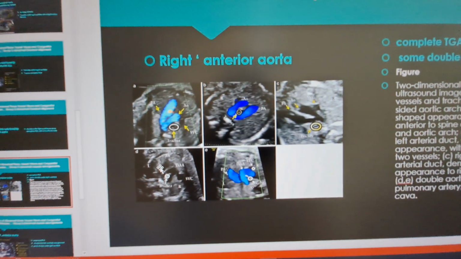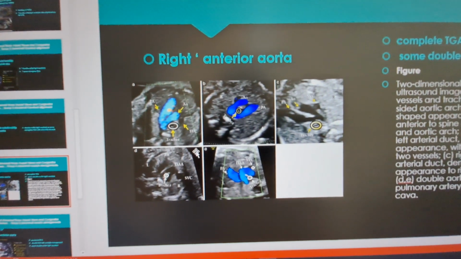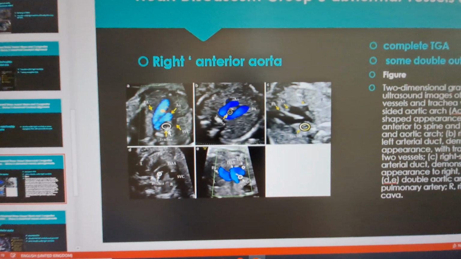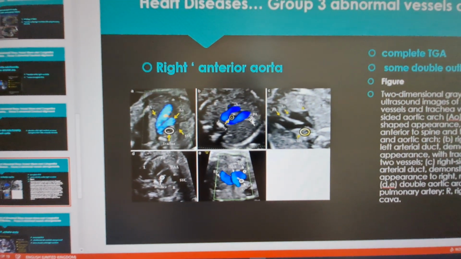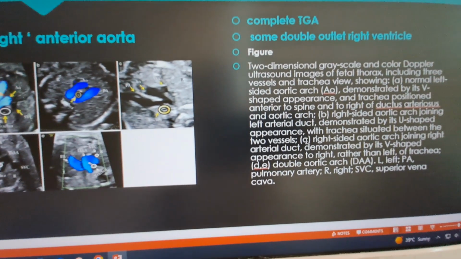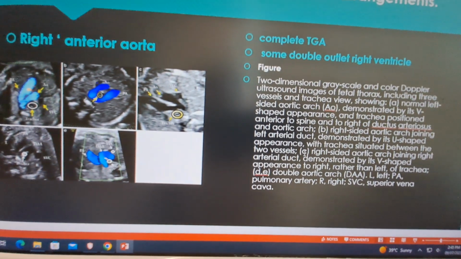abnormal ductus arteriosus and aortic arch relationship. So you can easily diagnose the right aortic arch, because the aorta is moved towards the right. So this is just the finding of this picture that I have to explain.